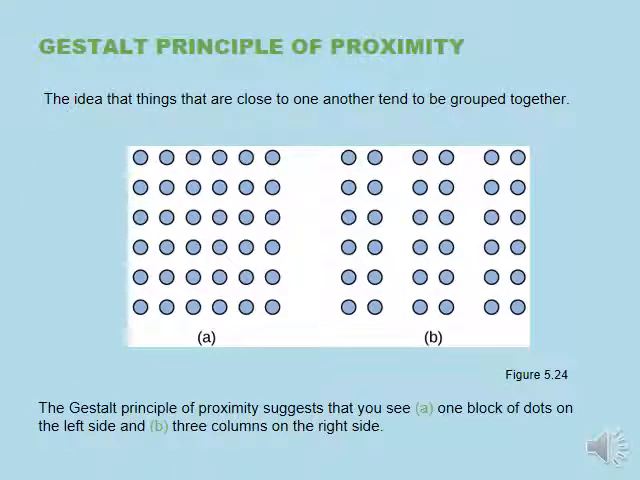So, Gestalt principle of proximity, the idea that things that are close to one another tend to be grouped together. Say, for example, A versus B, one block of dots on the left side and 3 columns on the right side.